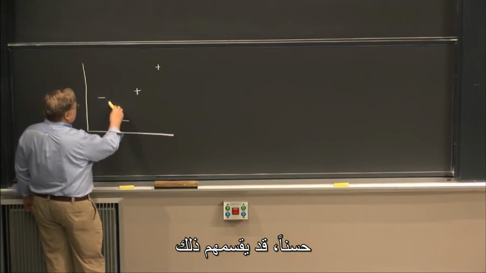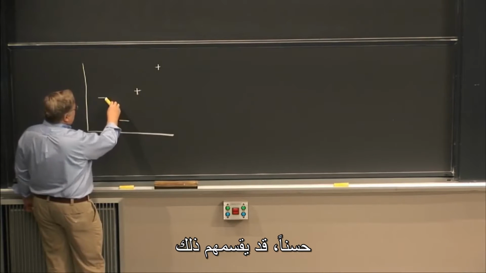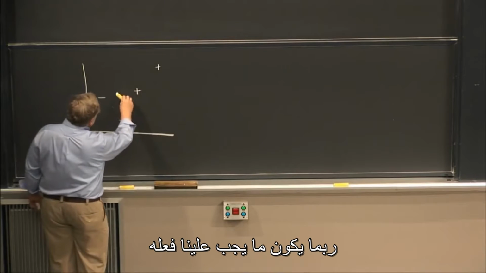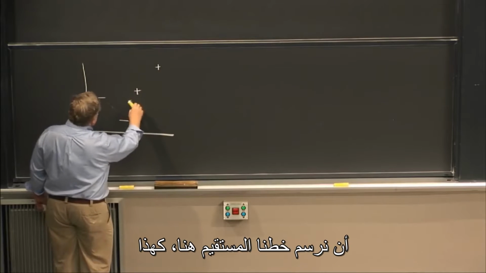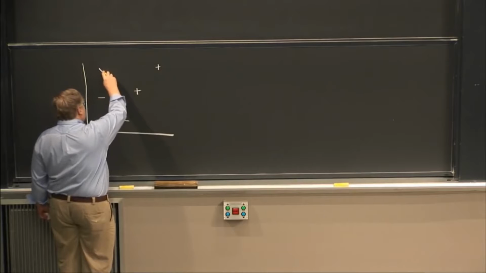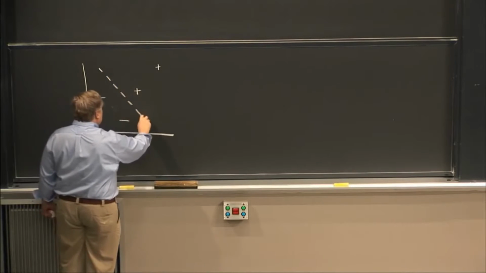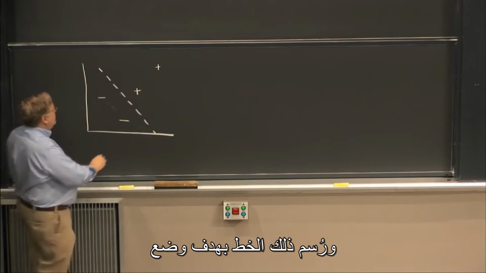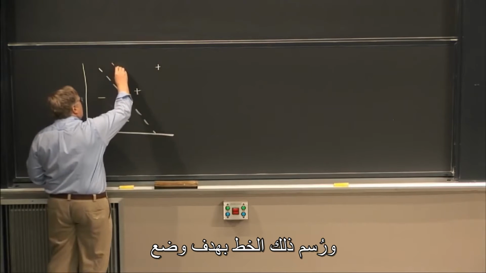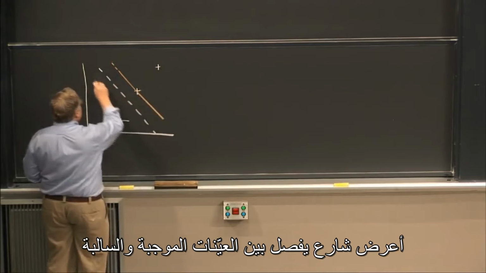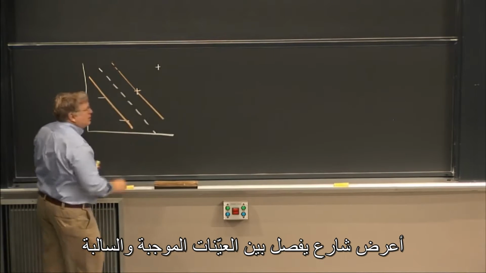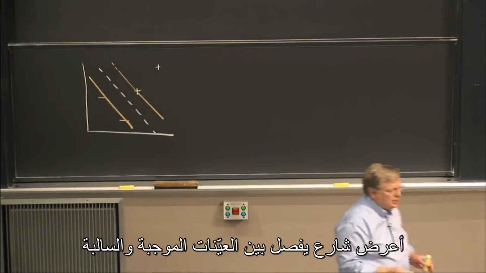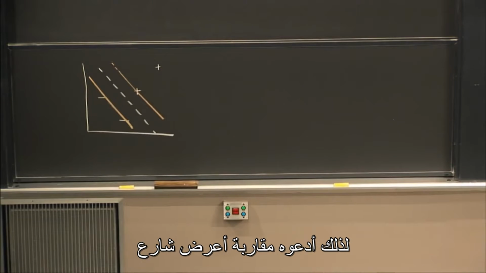How about one that's just right here? Well, that might separate them, but it seems awfully close to the negative examples. So maybe what we ought to do is draw our straight line in here, sort of like this. And that line is drawn with a view toward putting in the widest street that separates the positive samples from the negative samples. That's why I call it the widest street approach.